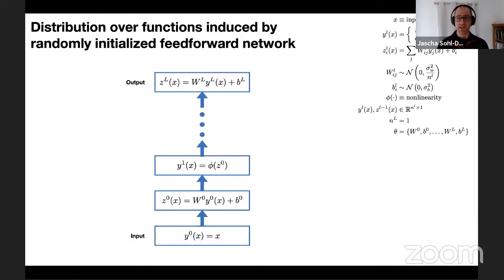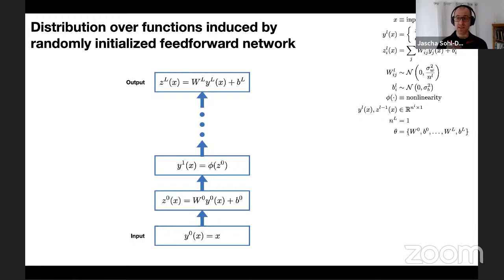Just to walk through this architecture, it has inputs y0, pre-activations z^l at each layer l, and activations y^l after the pointwise nonlinearity phi of z^l. The pre-activations are an affine transformation of the preceding activations with weights W and biases b. Both the weights and biases are initialized by draws from a Gaussian, with variance sigma squared w divided by width for the weights and variance sigma squared b for the biases.